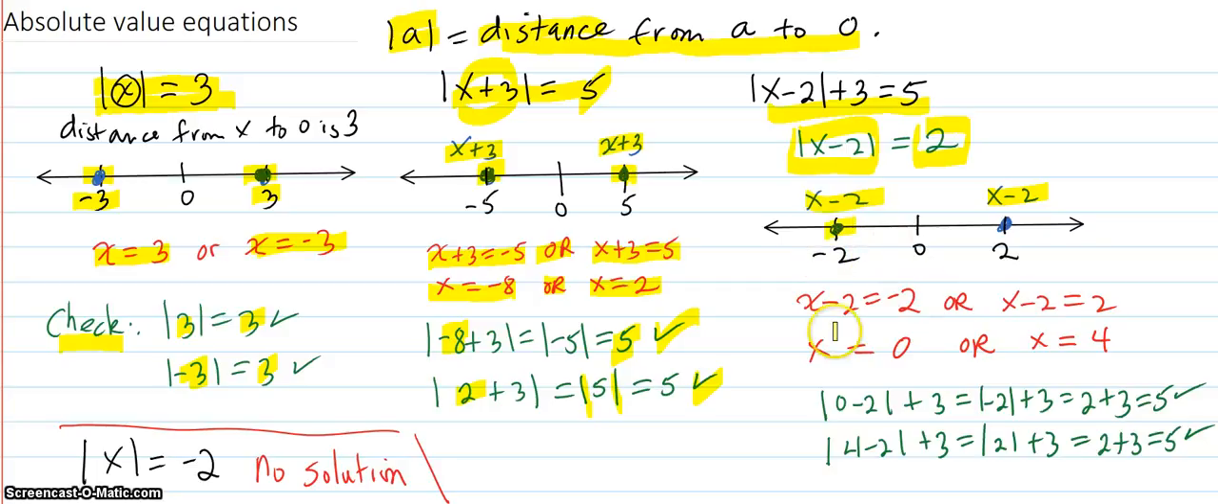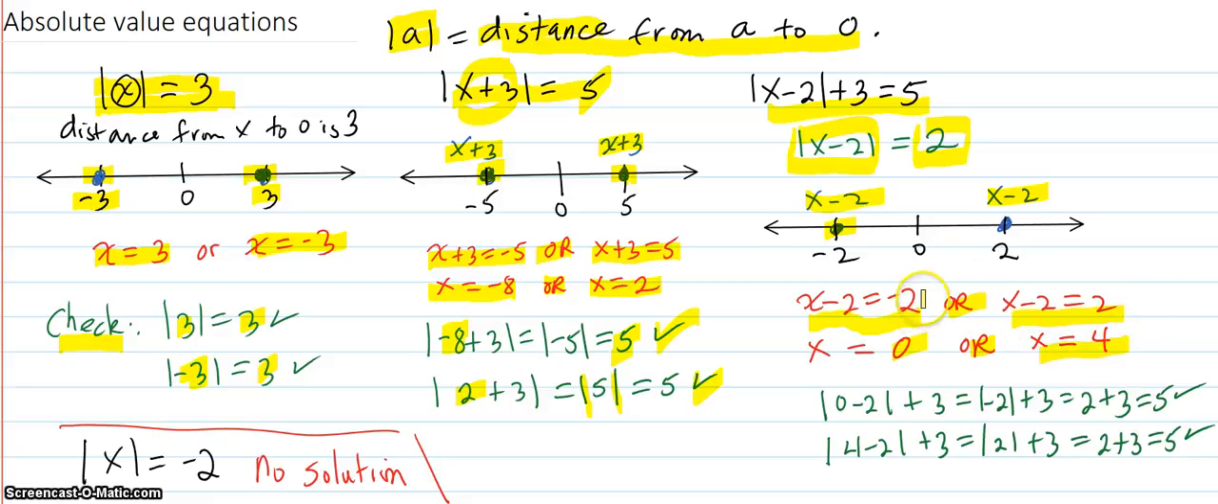So you translate that into math. x minus 2 equals -2, or x minus 2 equals 2. Add 2 to both sides, you get x equals 0, or add 2 to both sides on this one, you get x equals 4.